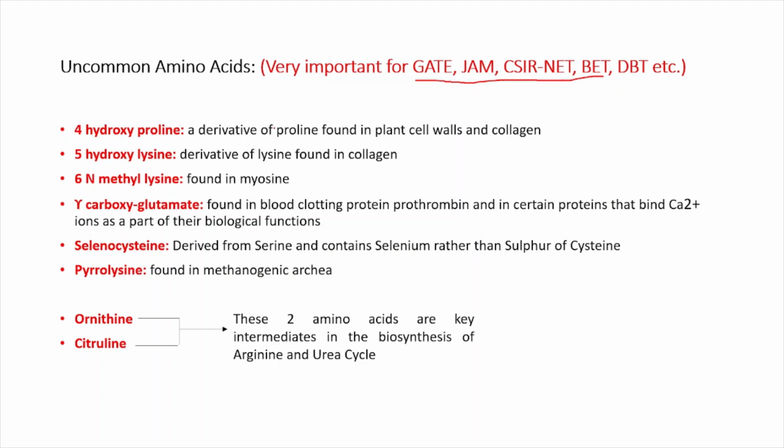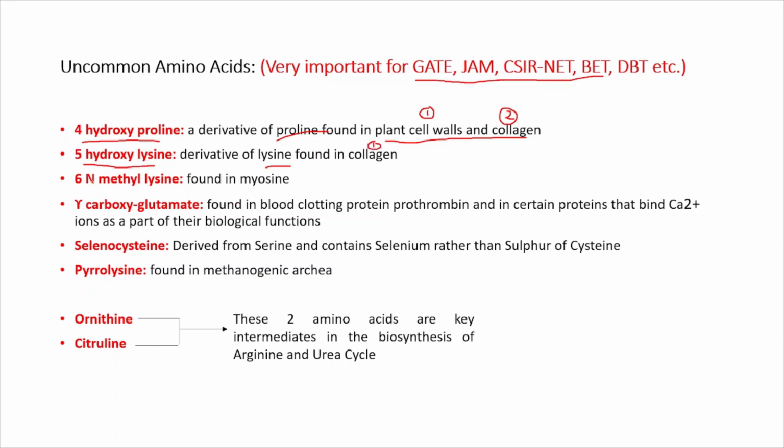There are some uncommon amino acids. The first uncommon amino acid we need to know is 4-hydroxyproline. This amino acid is a derivative of proline, and it is found in plant cell walls and collagen. So there are two sources: it is a constituent of the plant cell wall, and it is a constituent of collagen. Then we have another amino acid called 5-hydroxylysine, which is a derivative of lysine, and it is also found in collagen.